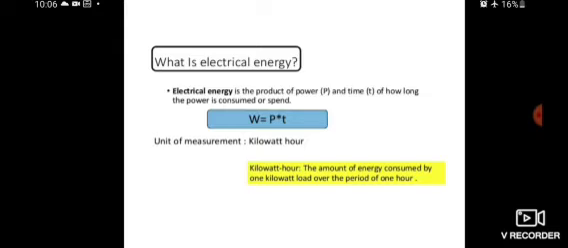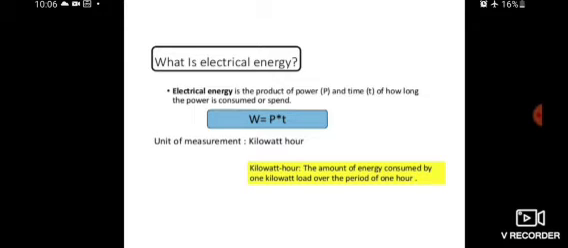Dear students, in this class we are going to discuss the energy meter. What is an electrical energy meter? A device that measures the amount of electrical energy consumed by electrically powered devices is called an energy meter.